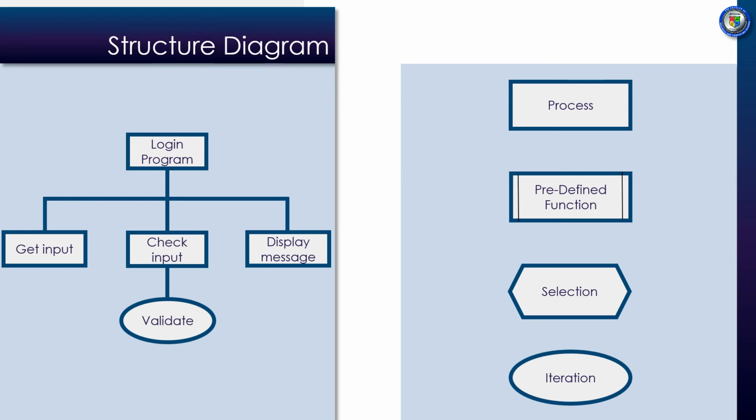In this example, we use two of the symbols. We are missing our predefined function and selection. This is not required for this small, simple program. Notice that we validate using iteration. We would normally use a conditional loop for our validation.